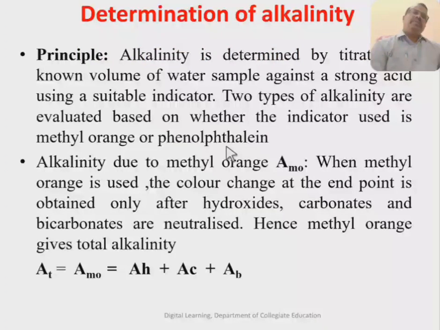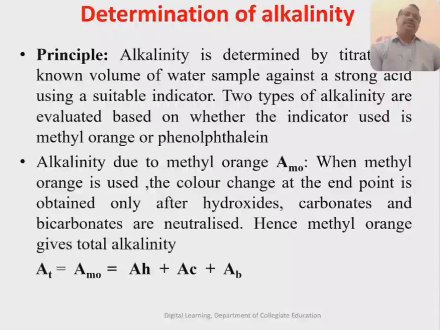How can this be determined? The principle involved here is that alkalinity is determined by the titration of a known volume of water sample against a strong acid using a suitable indicator. Two types of alkalinity are evaluated based on whether the indicator used is methyl orange or phenolphthalein.